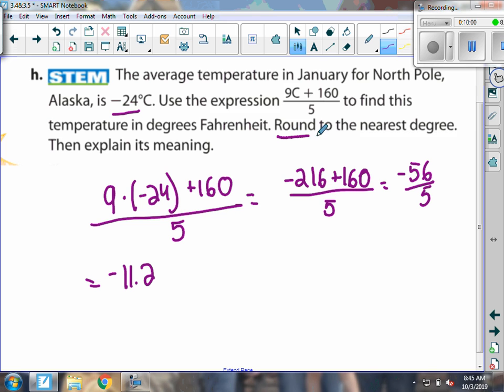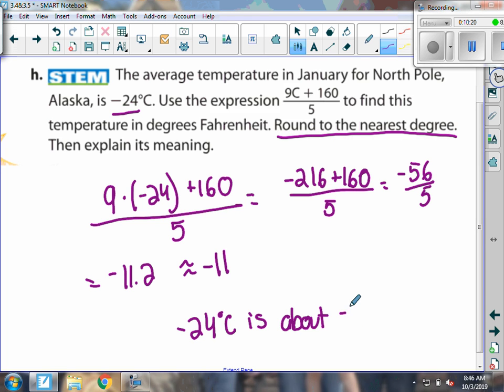It wants me to round to the nearest degree, so the nearest whole number. So this will round to negative 11. It wants us to explain what this means. What this means is that negative 24 degrees Celsius is about negative 11 degrees Fahrenheit. So those are equivalent.